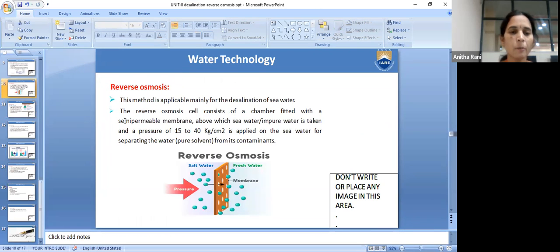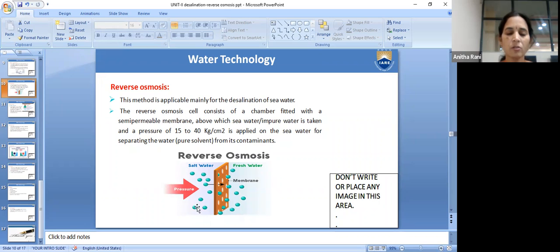So we can see here, the reverse osmosis cell consists of a chamber fitted with a semi-permeable membrane, above which we fill the seawater, the impure water. A pressure of 15 to 40 kg per centimeter square is applied on the seawater for separating the water, that is the pure solvent, from its contaminants.